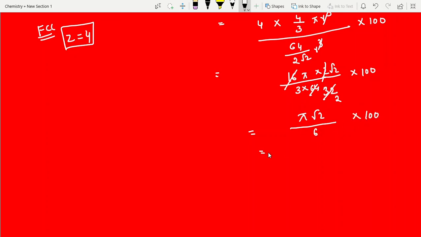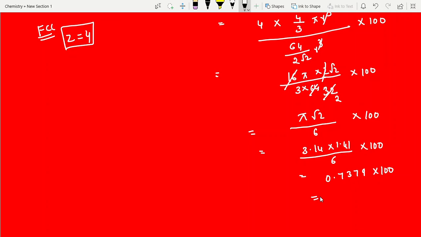What is pi value, students? 22 by 7, you know, no? 3.14 into, what is root 2 value, students? Yes, 1.41 by 6 into 100. So can you simplify this one? Try to give the answer. What is the packing efficiency now? Yes. Anyone got the answer? Here you will get 0.7379 into 100.